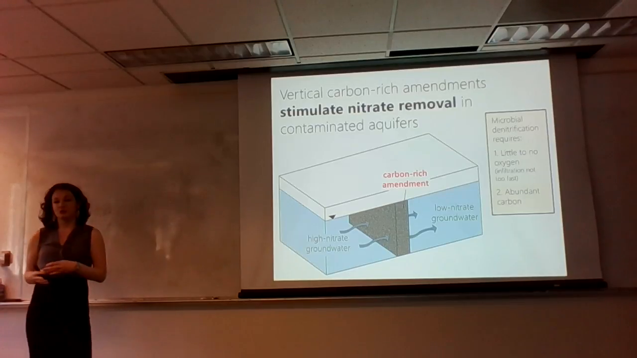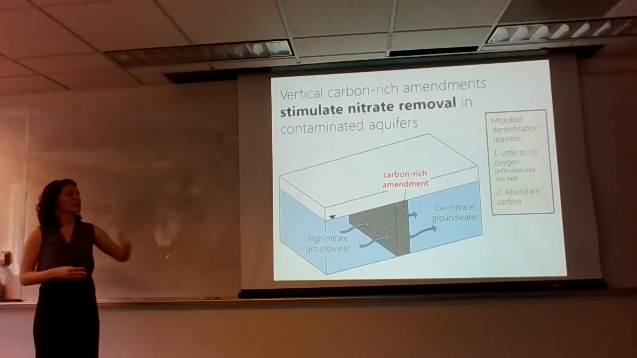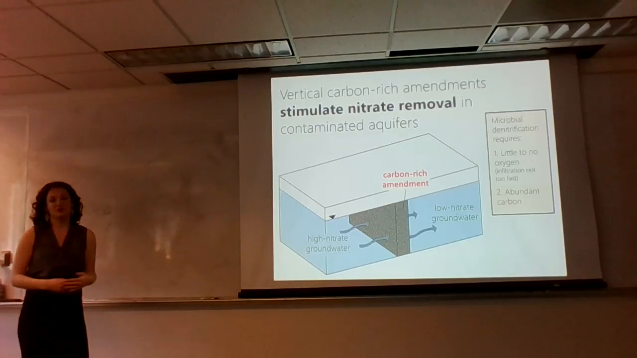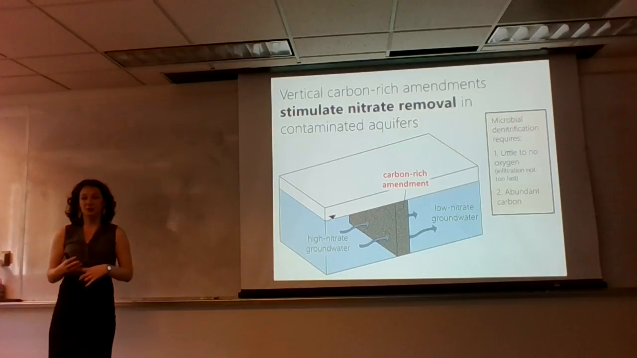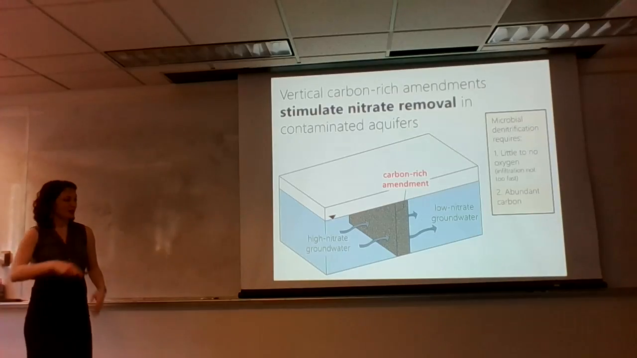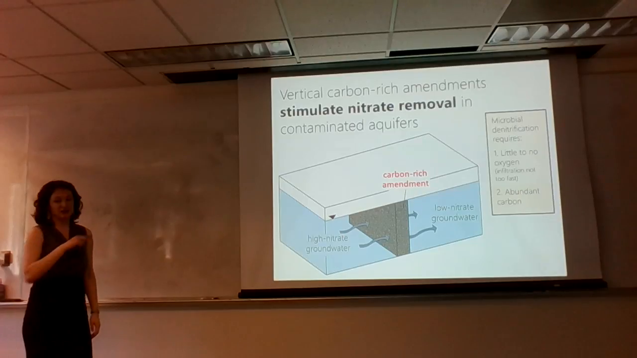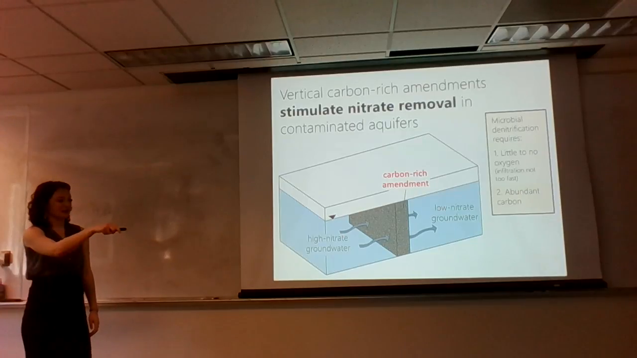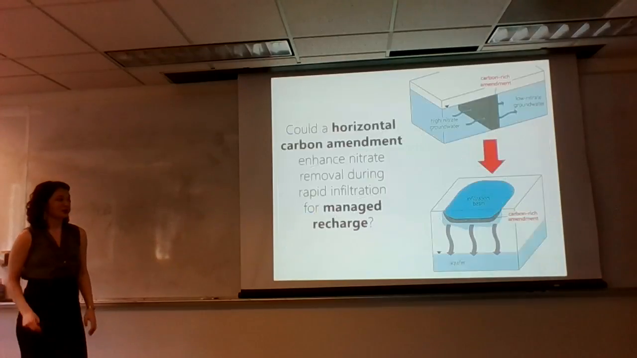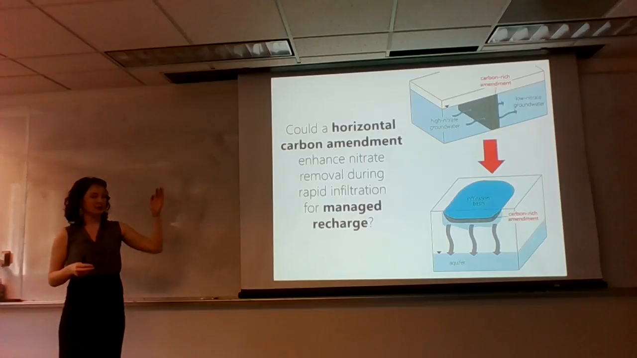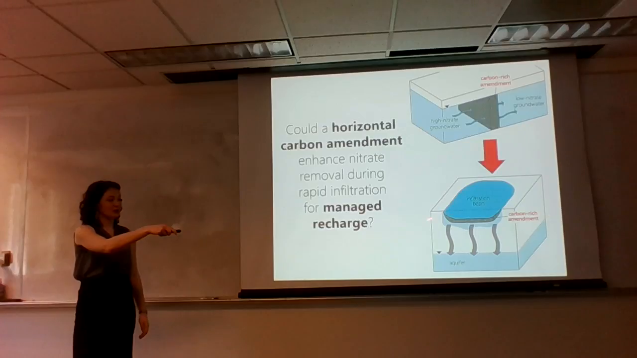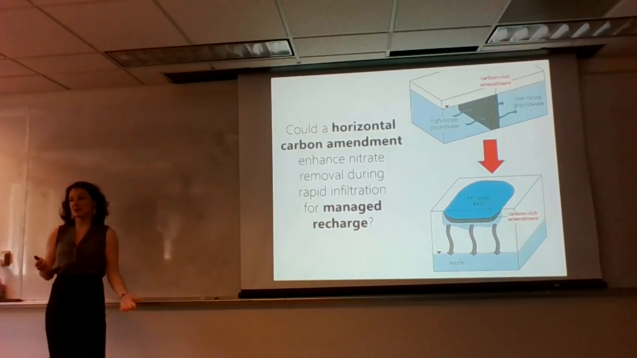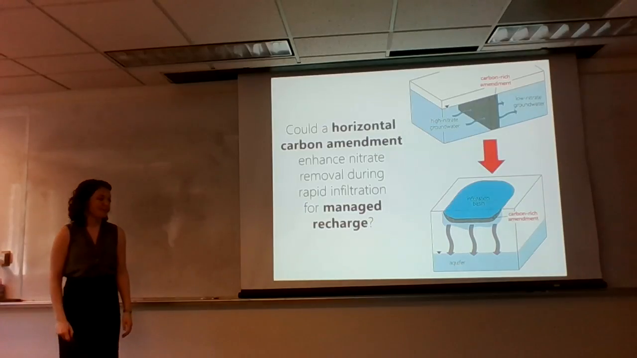And so one approach to removing nitrate from shallow groundwater has been to install a vertical carbon-rich amendment in the aquifer. And that can be made of any carbon-rich material like wood chips, biochar, and so on. As groundwater flows through that material, there are favorable conditions for denitrification here, and water quality is improved downgradient. So we wanted to know, would that approach work during managed aquifer recharge? If we installed a horizontal amendment made of carbon-rich material, could that result in enhanced nitrate removal?